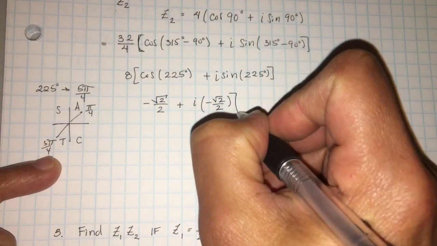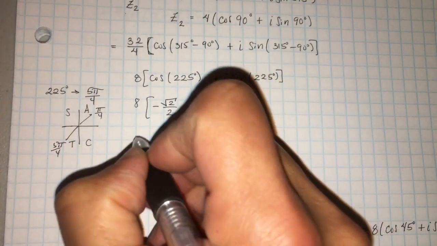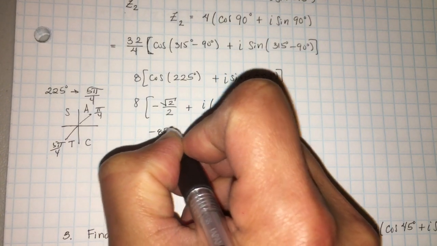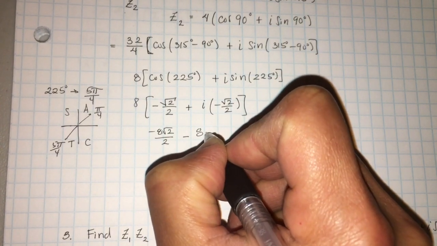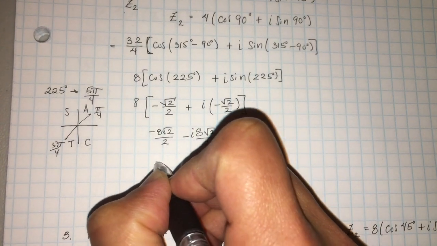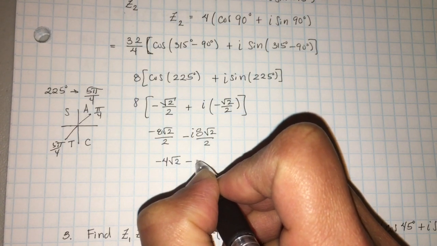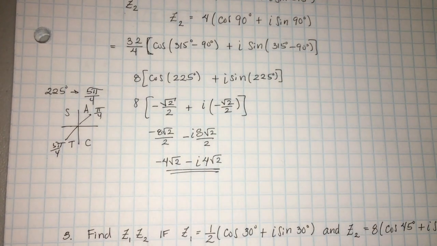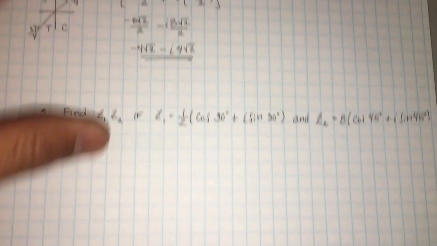All right, so we have that. And all I have to do now is distribute the 8. So let's see here, 8 divided by 2. I guess I can just go ahead and do it the long way. Like this, bring out that negative, and then minus 8i radical 2 over 2, and that becomes negative 4 radical 2 minus i of 4 radical 2. And there it is, guys. So I found the product. Okay, let's go ahead and do another one. I'm sorry, I found the quotient for that one.